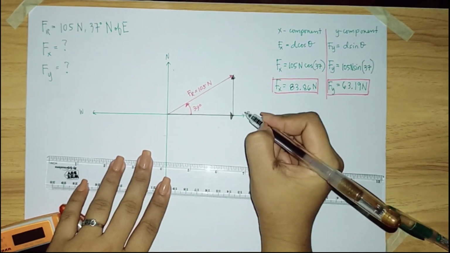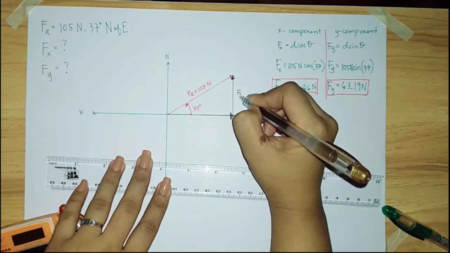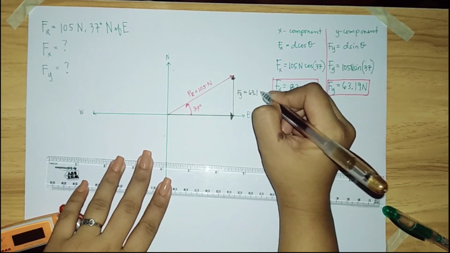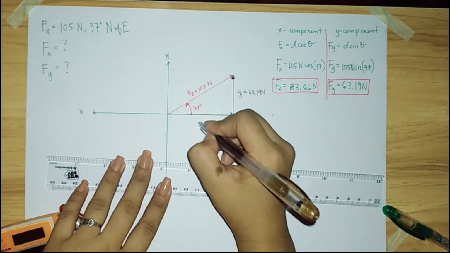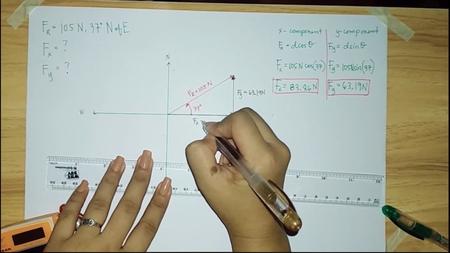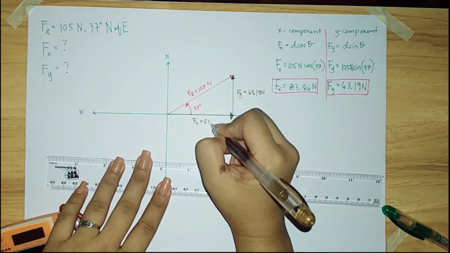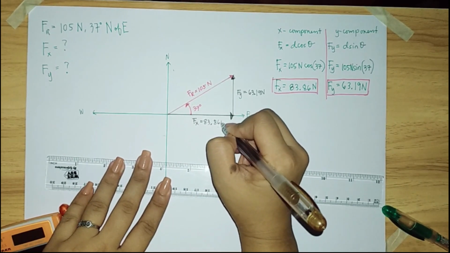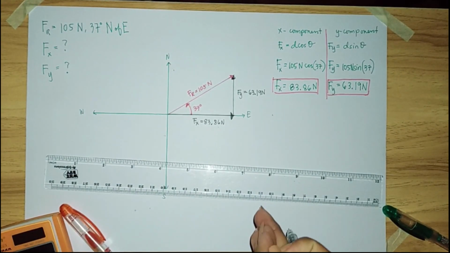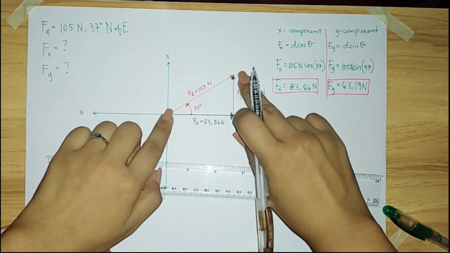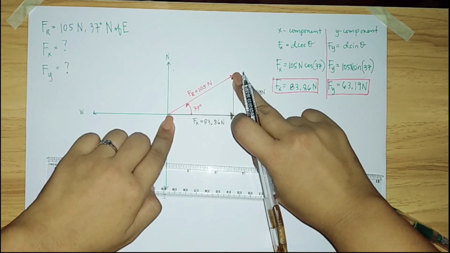So we have here our f sub y, 63.19 newtons. And for the f sub x, this is 83.86 newtons. So there it is. That's how to get the x and y component of a particular vector.